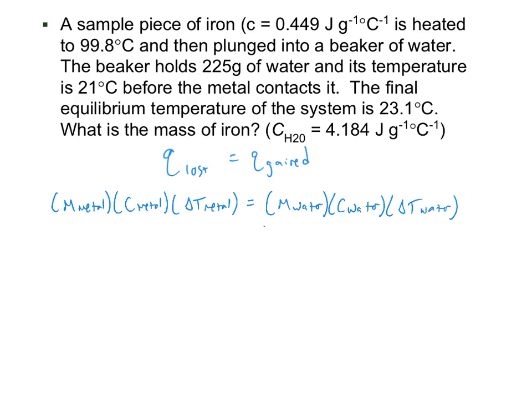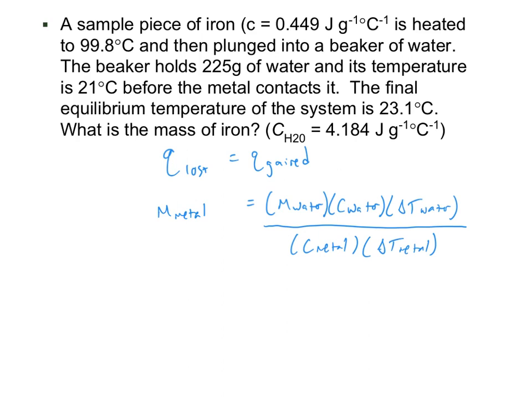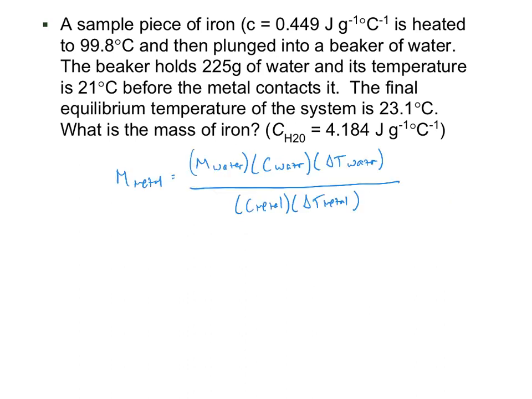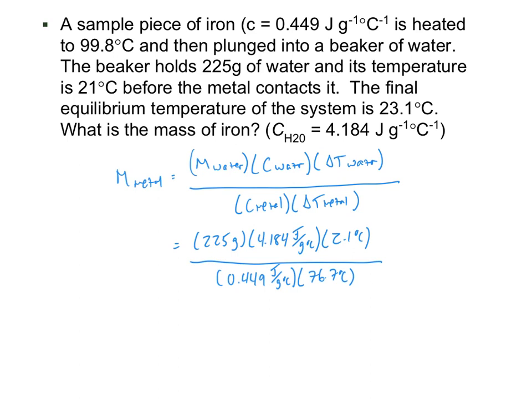And so to do that, we divide both sides by the specific heat of the metal and the delta T of our metal, and that's going to equal the mass of our metal for us. And so now we can plug in the numbers. And then plugging them in, calculating, gives us a mass of iron of 57.4 grams.